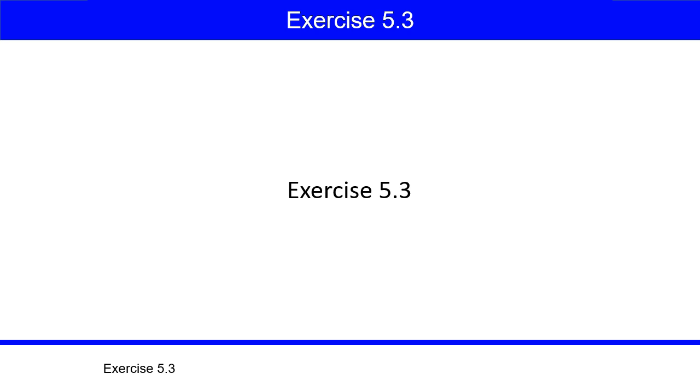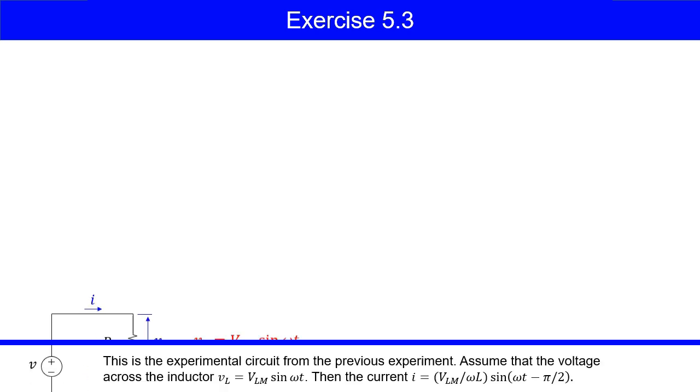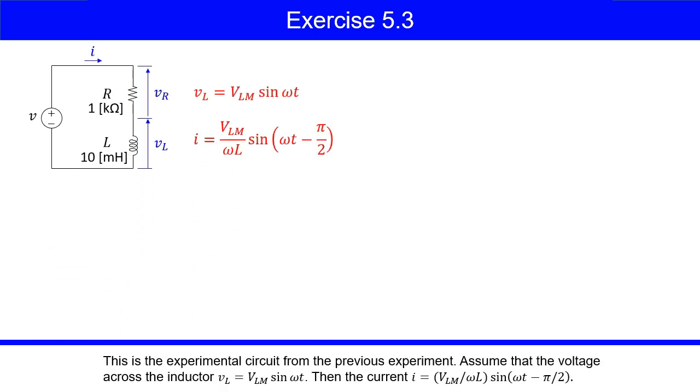Exercise 5.3. This is the experimental circuit from the previous experiment. Assume that the voltage across the inductor VL equals VLm sine omega t. Then the current I equals VLm over omega L, times sine omega t minus pi over 2.